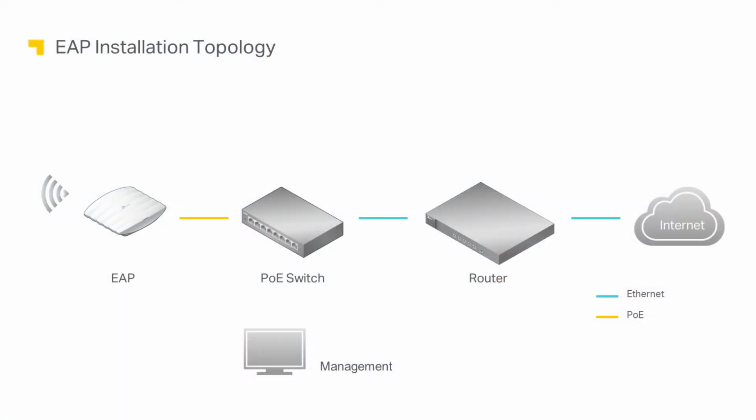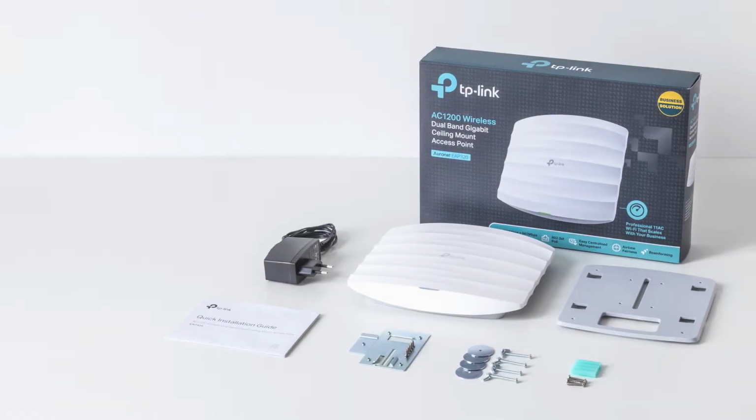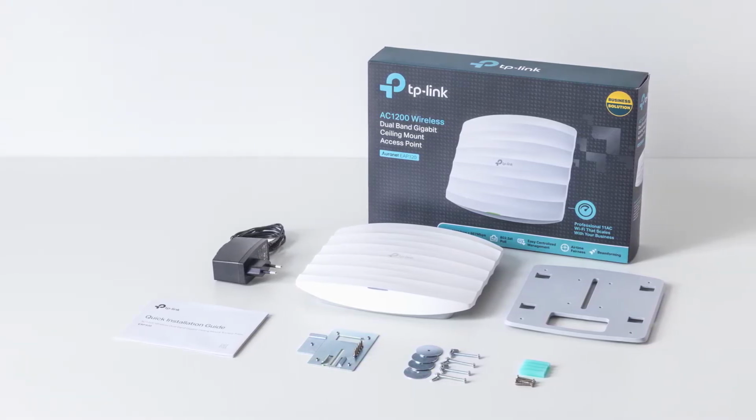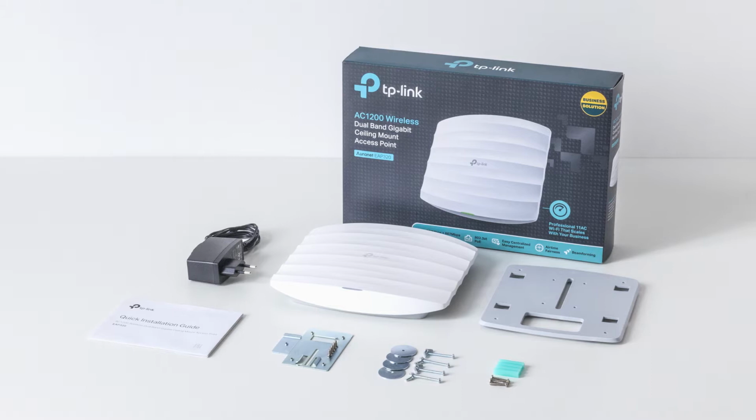First, let's take a look at a typical network topology. The EAP receives data and power from a PoE switch. A computer is required for management, and a router for internet access. Included in the EAP packaging are one EAP, one power adapter, 3 mounting kits, and an installation guide.